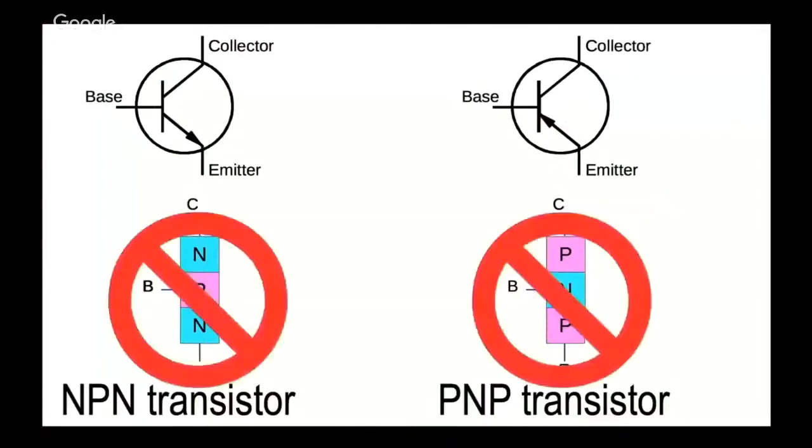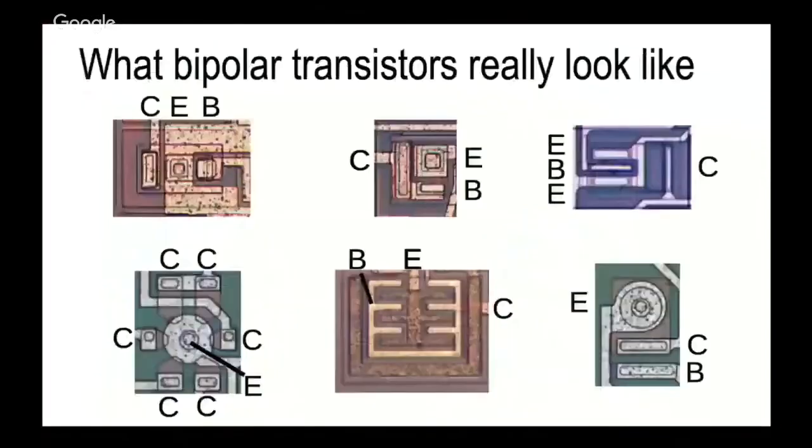Here are some real bipolar transistors from ICs. Often you have your emitter in the middle. Sometimes it's like a right angle. Sometimes you've got 2 emitters. Sometimes you've got 6 collectors and you can't even find the base. It just gets really strange when you look inside an IC.